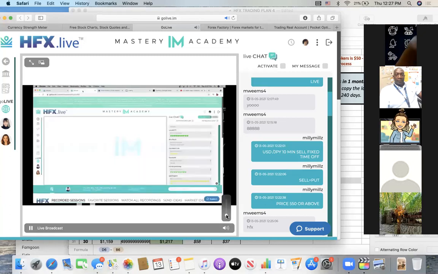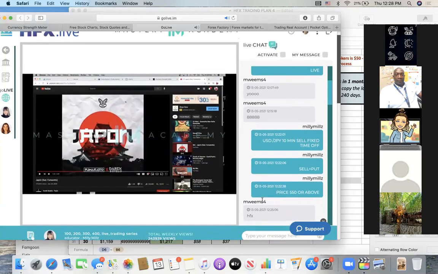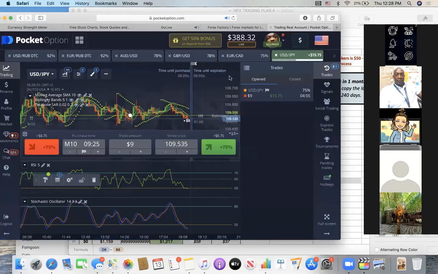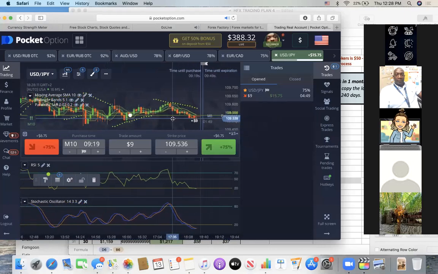Ladies and gentlemen, type HFX in that chat box if you are in profits, baby. In profits. This is just the first idea. Let's get it. This is just the first idea. Let's get it. So I only need to make $5 more and I'm good for today.